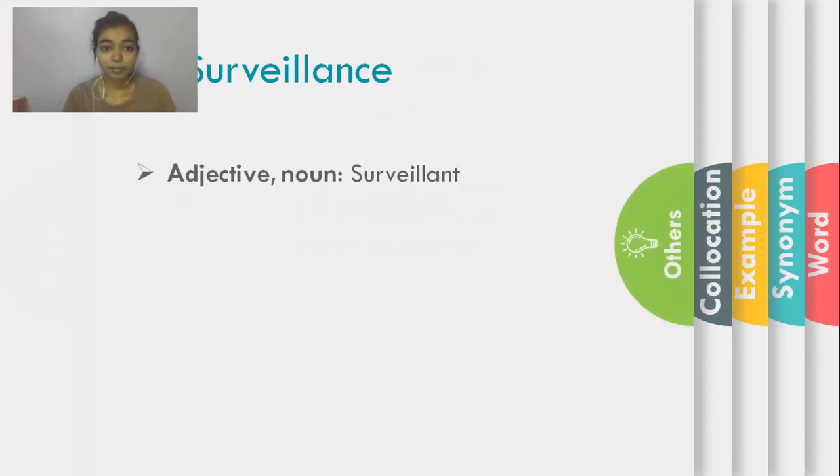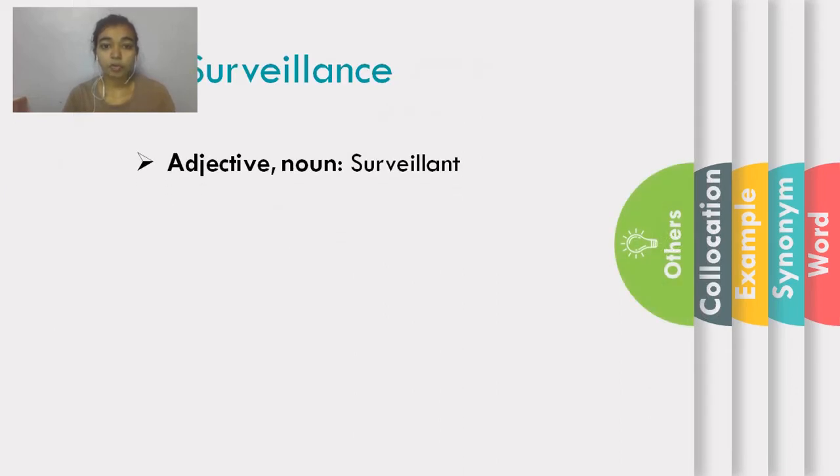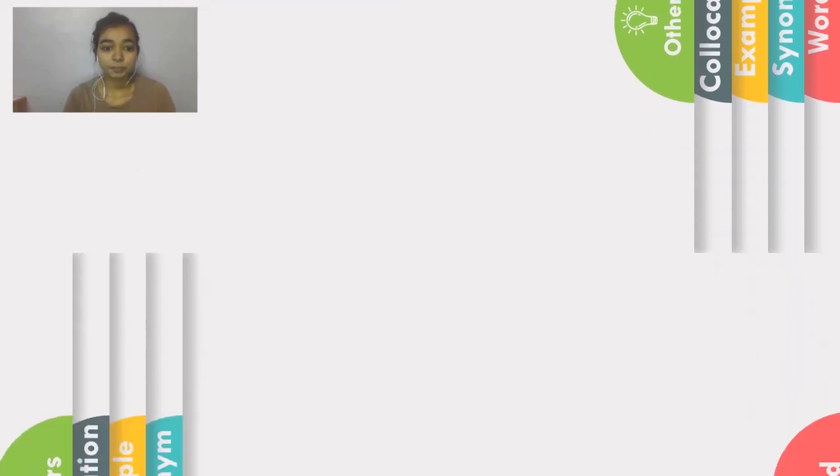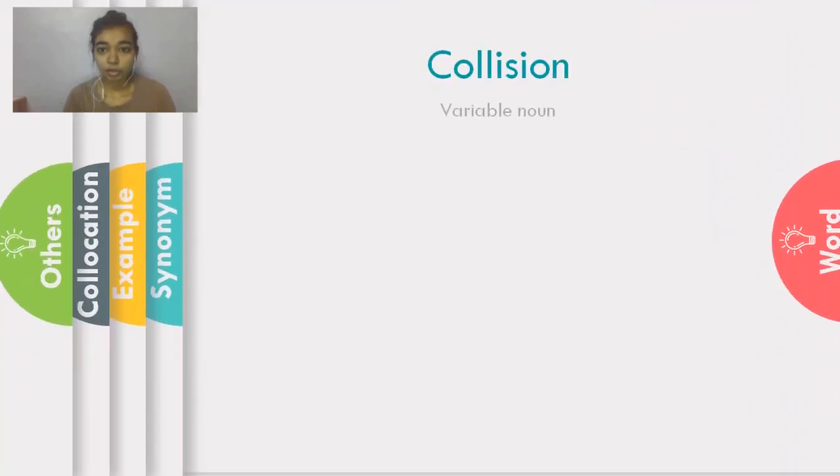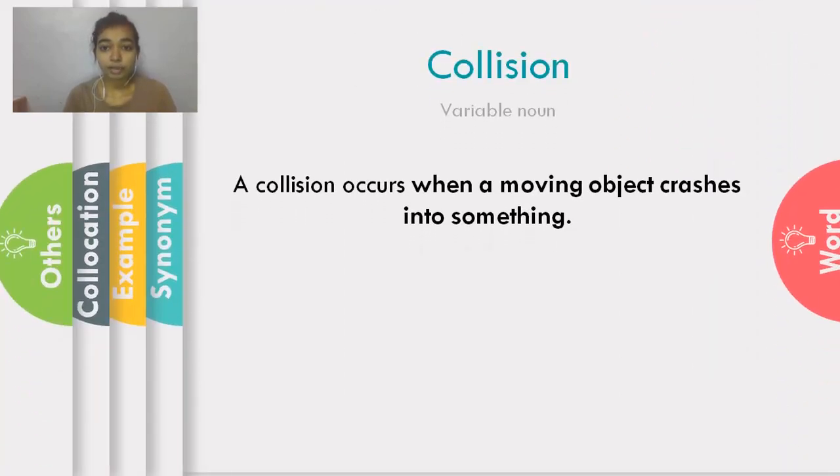Let's go for the grammar part. The adjective and noun form is surveillant. Let's move to our second word, collision. It is a variable noun, and a collision occurs when a moving object crashes into something.